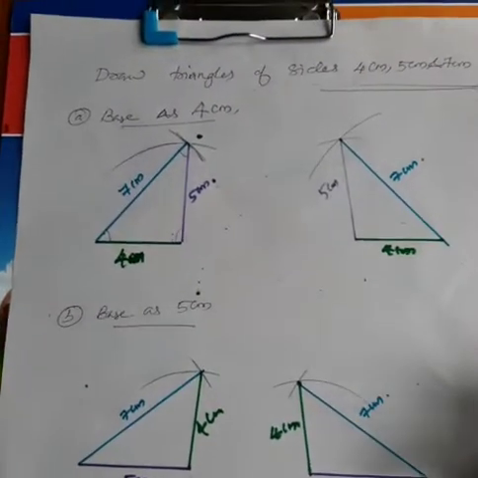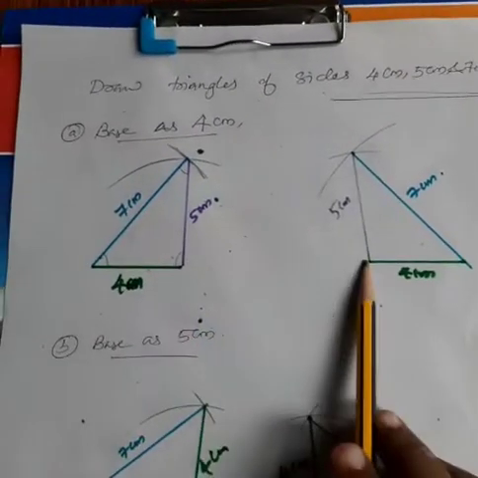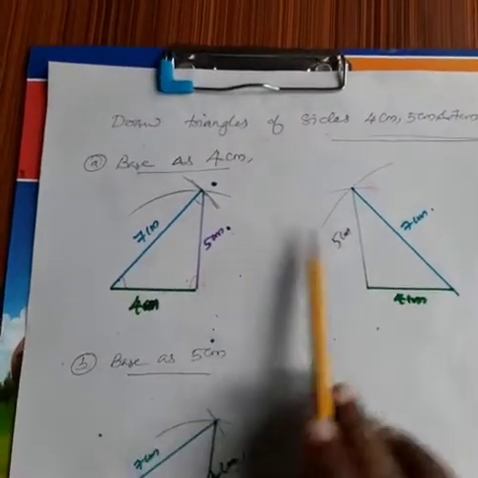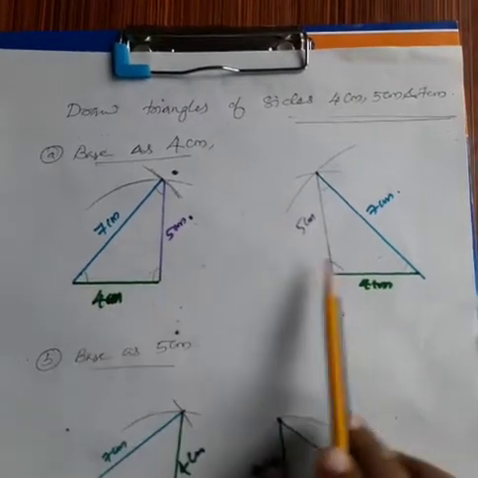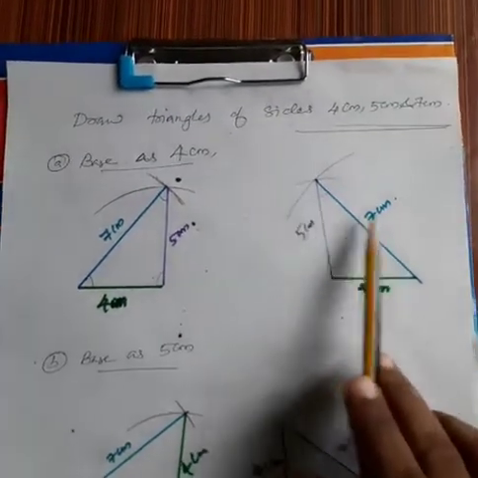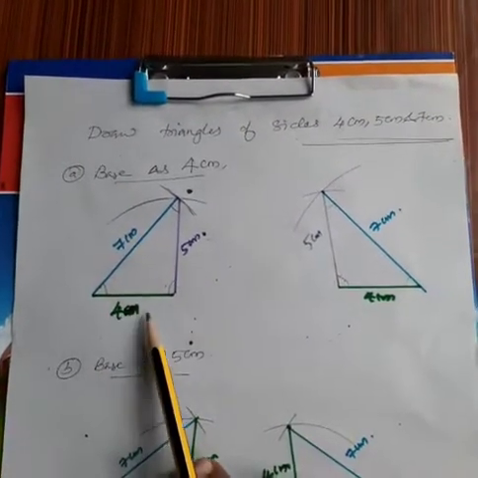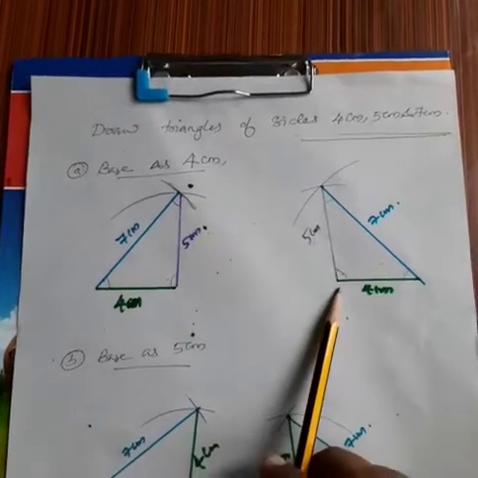And if the sides of two triangles are equal, that means here you can see a 5 cm line and here also a 5 cm line. The 4 cm line here is 4 cm, and the 7 here is also 7. If the pairs of sides are equal, the opposite angles of those sides are equal.